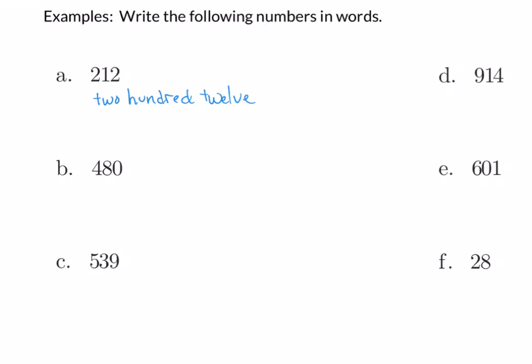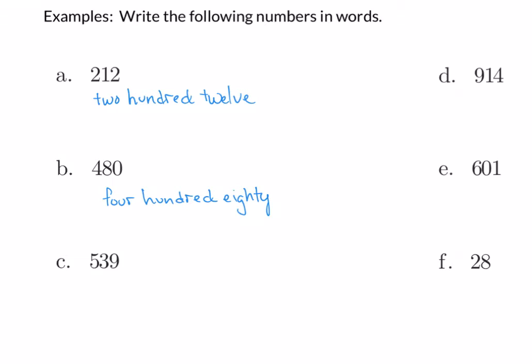For example B, we have a 4 in the left column. So this is going to be four, followed by the word hundred. We have an 8 in the middle column, so that is going to be eighty. We have nothing in the right column, and so we just stop at four hundred eighty.